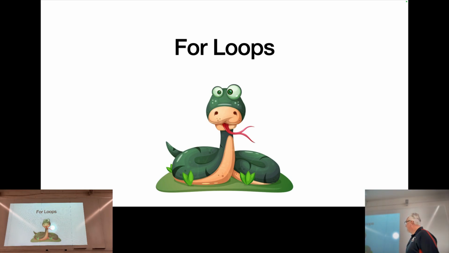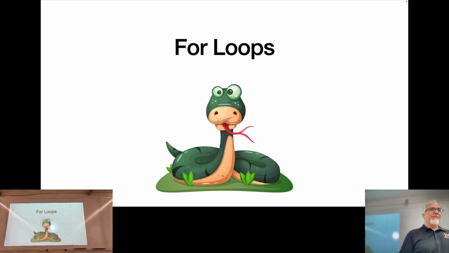A for loop is different. A for loop has a built-in timer that tells it when to stop, a built-in counter that tells it when to stop, a set of things that it's going to do, and then it stops on its own. So you're far less likely to have an infinite loop problem if you're using a for loop. And that's a good thing.